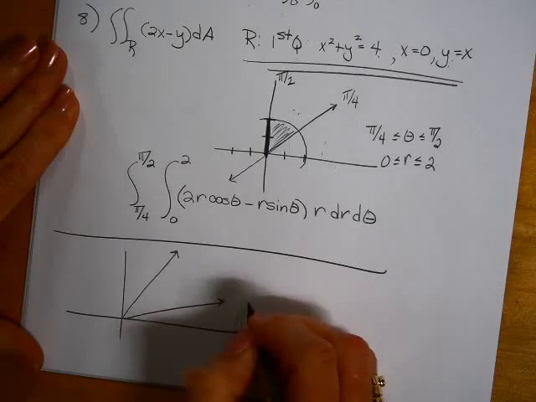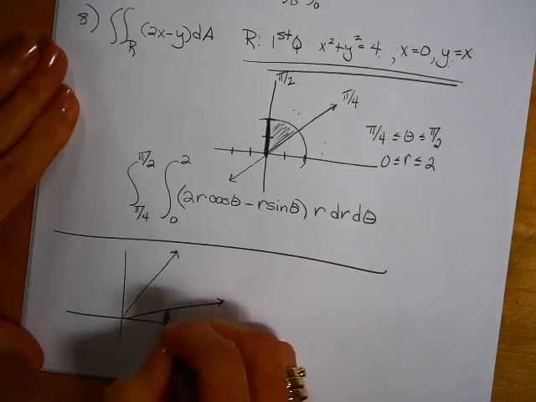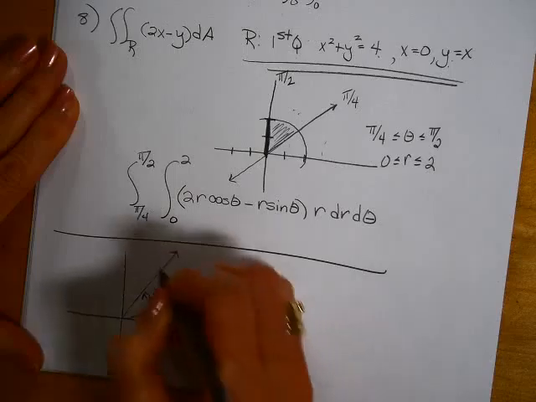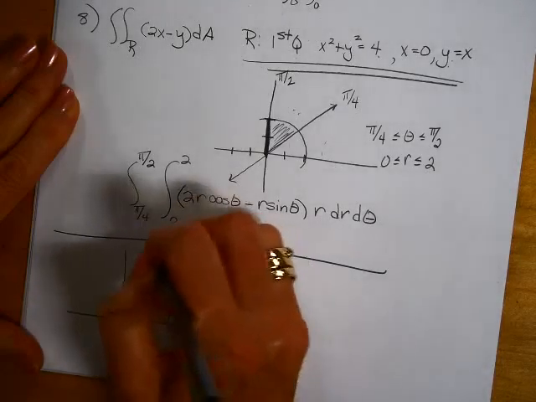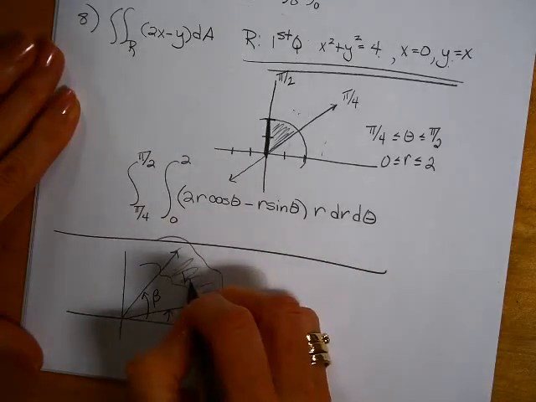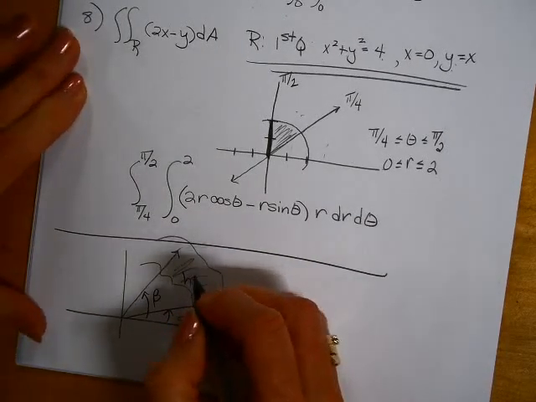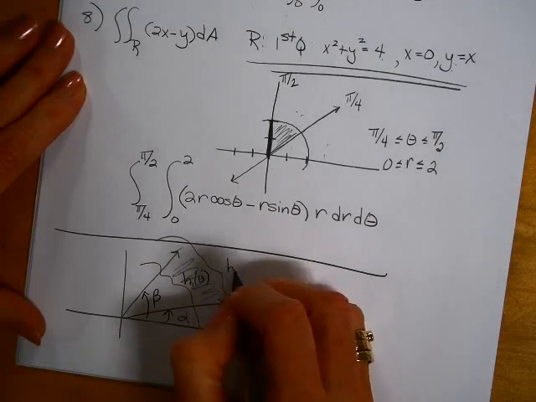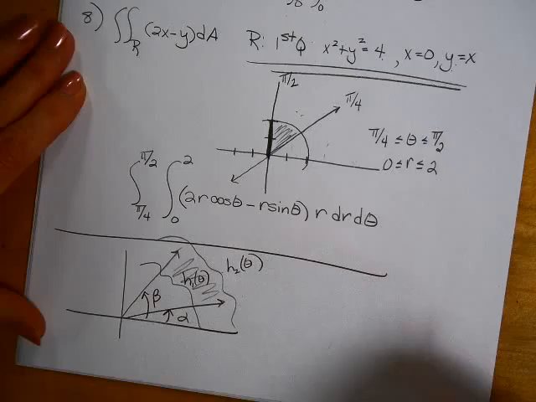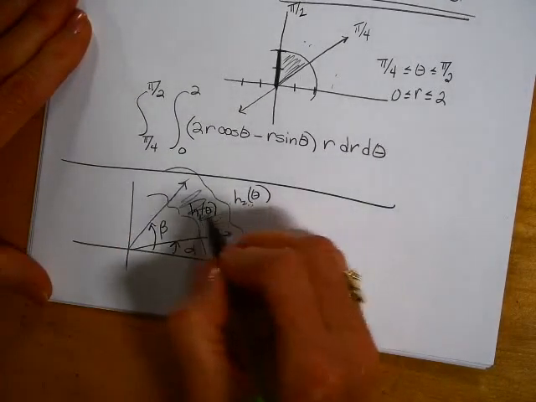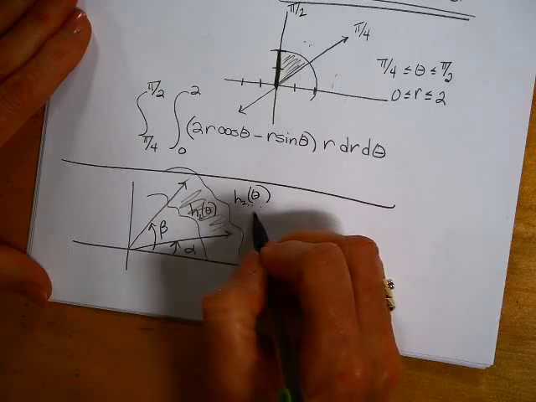All right, suppose this is angle alpha, and this one is angle beta. You have a function out here, and you have a function out here, and you're integrating over here. This is h sub 1 of theta. This line would be h sub 2 of theta. These are functions of theta, so they have to be on the inside.